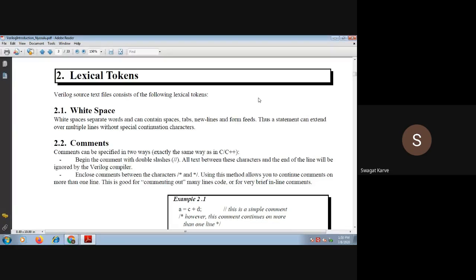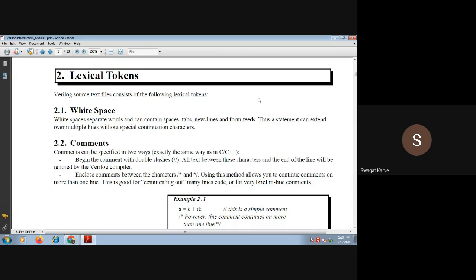Now white space separates the words and contains spaces, tabs, new lines and form feeds. Okay, it means that between two different words you have to maintain a space. So that is about white space.